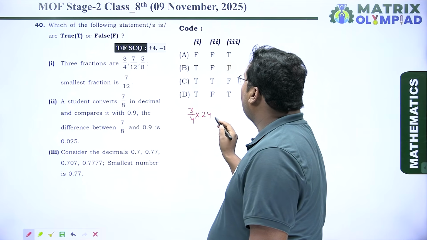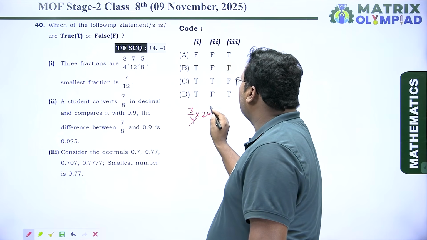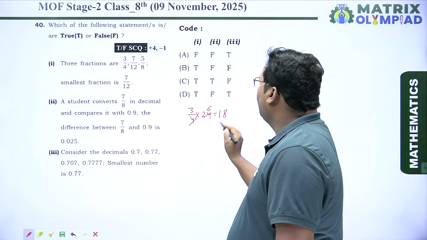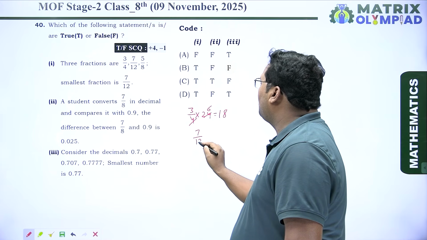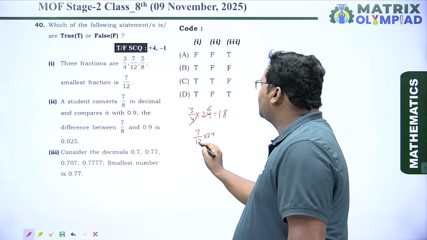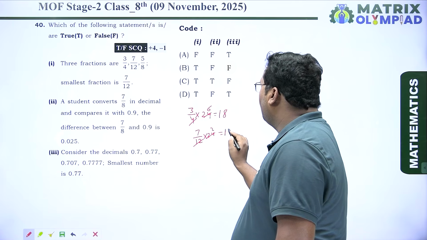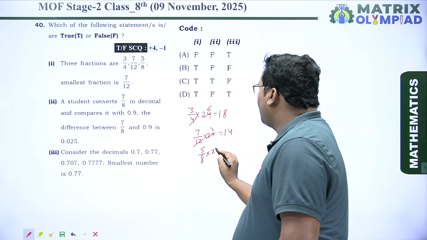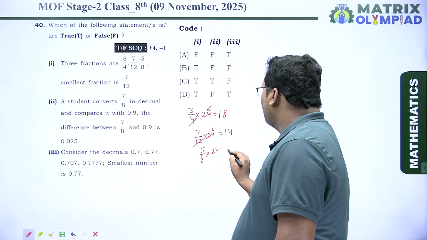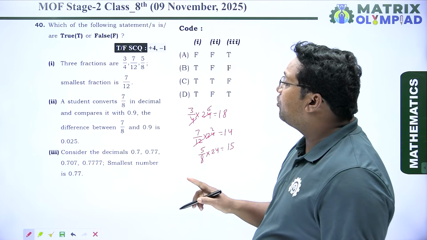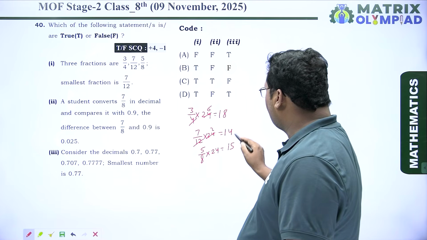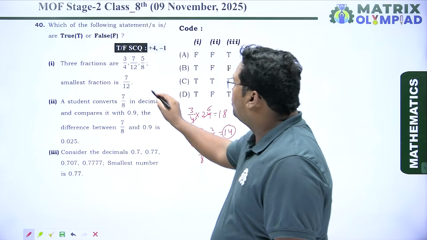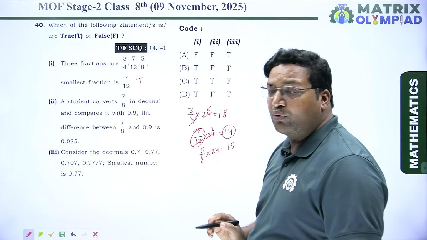So it is 3 by 4 into 24, 24 divided by 4 is 6, so 6 3s are 18. Second number is 7 by 12 into 24, which is equal to 14. And third number is 5 by 8 into 24, which is equal to 15. And we have to find out the smallest fraction. So smallest number is this. So it means smallest fraction is 7 by 12. So the first statement is a true statement.